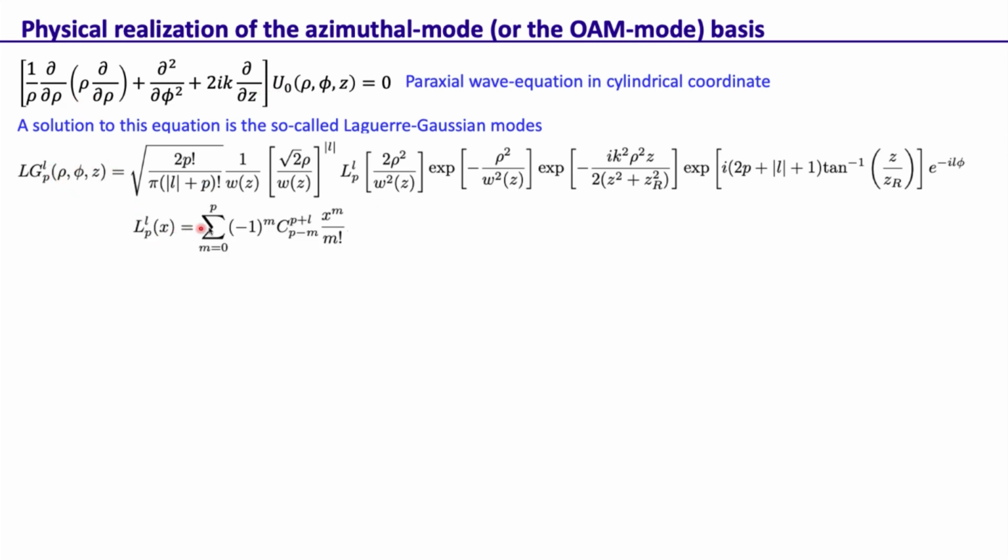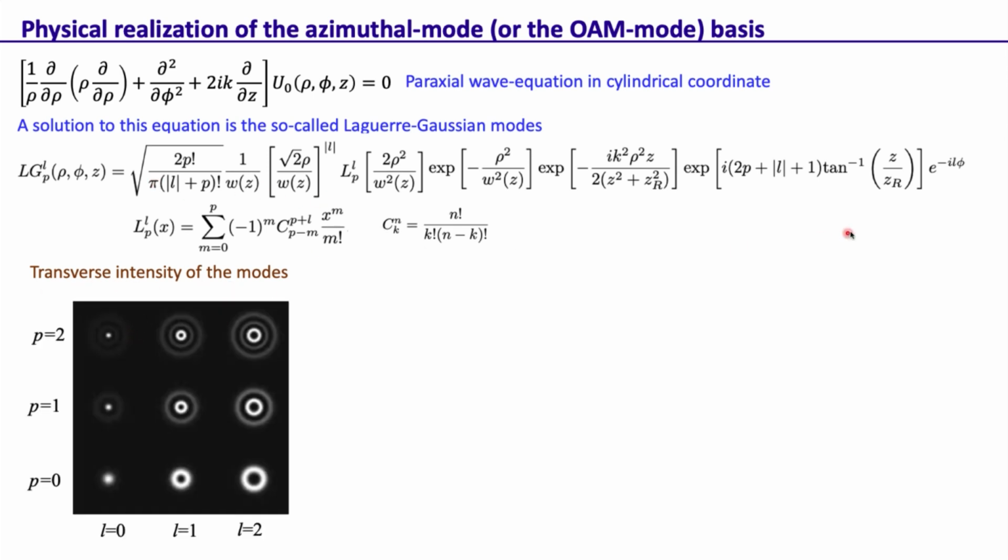Okay, now here, I don't want to go to the details of it, but we could see this L_p^l, that's the Laguerre polynomial, and the C is given by a factor like this. Again, I don't want to go through the details of this solution, and it is actually given in several references, which I will point out in the notes that I upload.